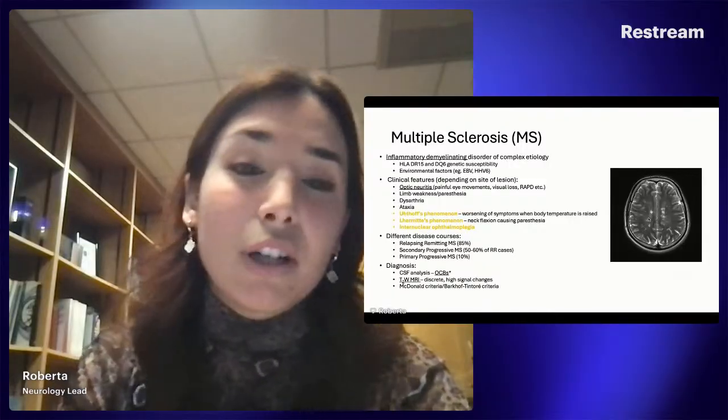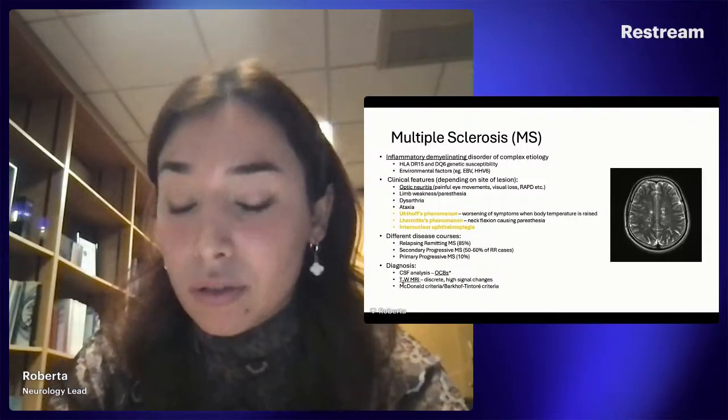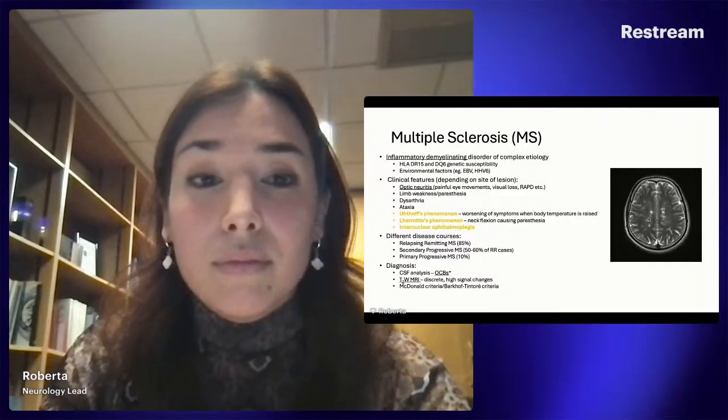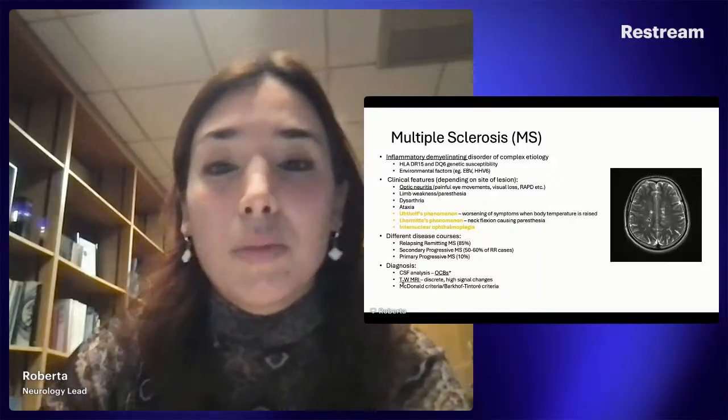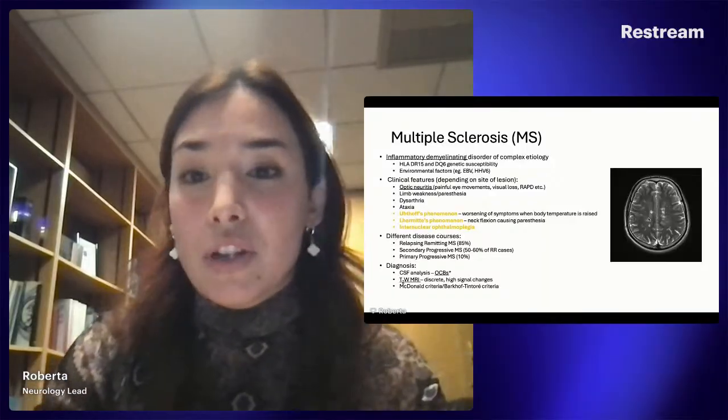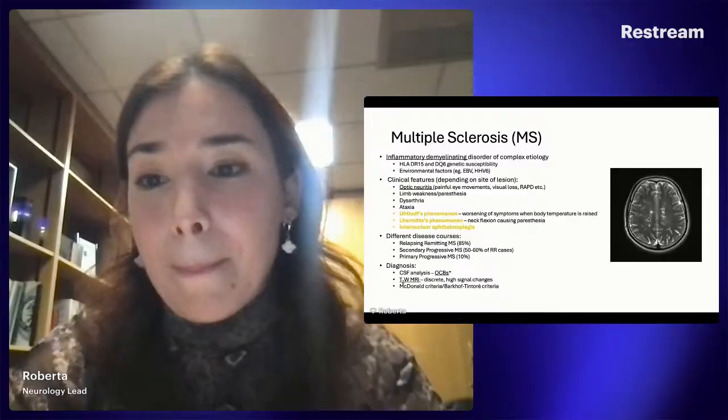And there are different criteria that we use. One of them is the McDonald criteria to make an official diagnosis of MS. So it's not just a clinical presentation. It can't be just the evidence from imaging. It needs to be a combination of things.